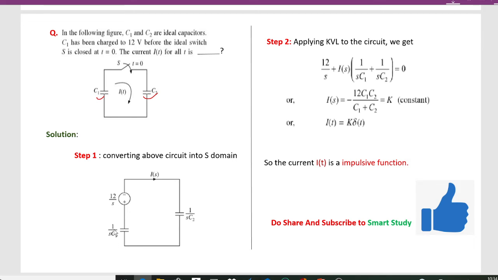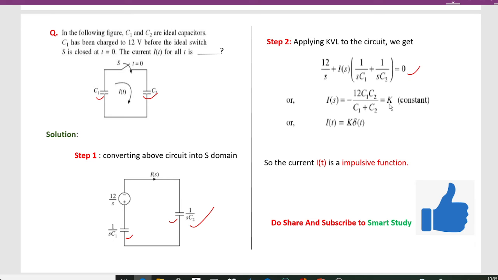For C1 it can be written as 1 upon SC1, and for C2 as 1 upon SC2 in the S domain. If we apply KVL to this circuit, we can write 12 upon S plus I(s) into, since these are in series, 1 upon SC2 plus 1 upon SC1, equals 0. From here we get I(s) equals minus 12 C1 C2 upon C1 plus C2, and this gives a constant value.